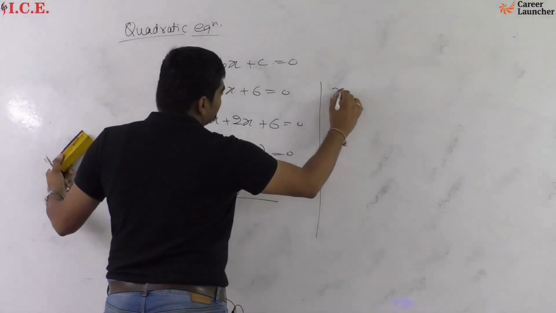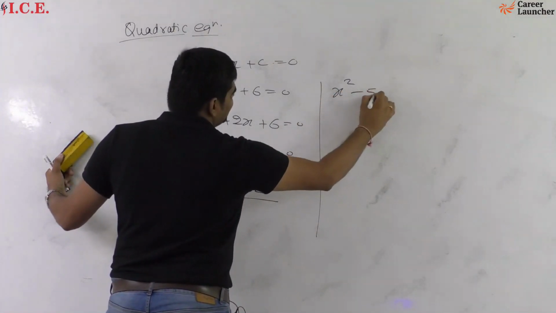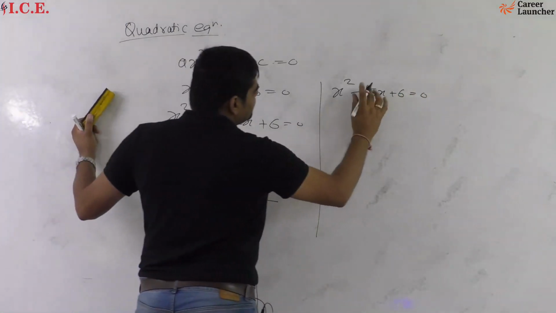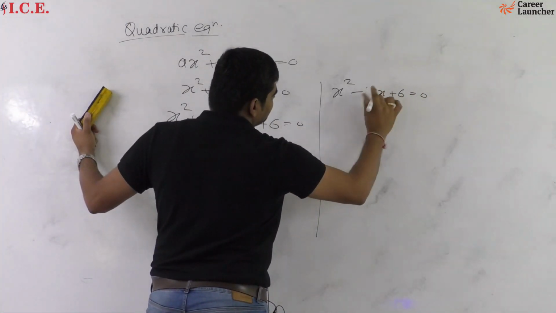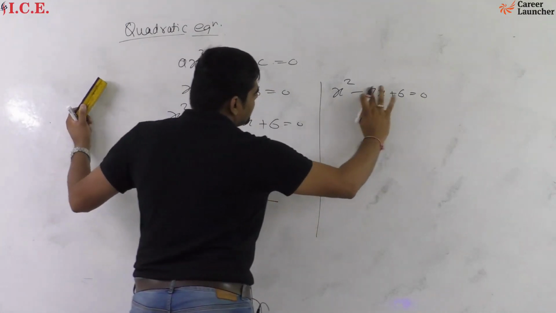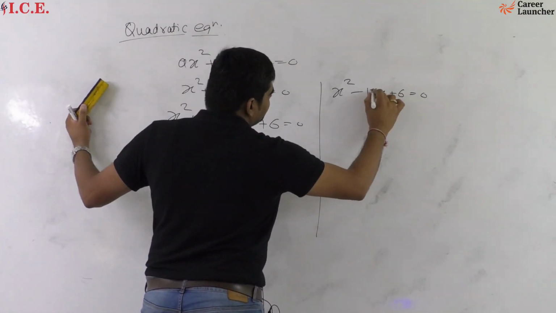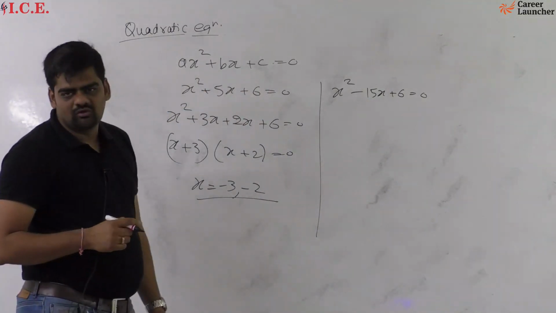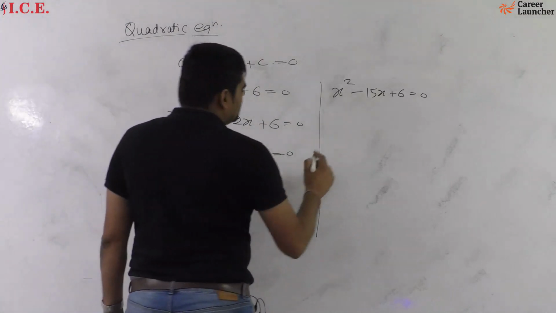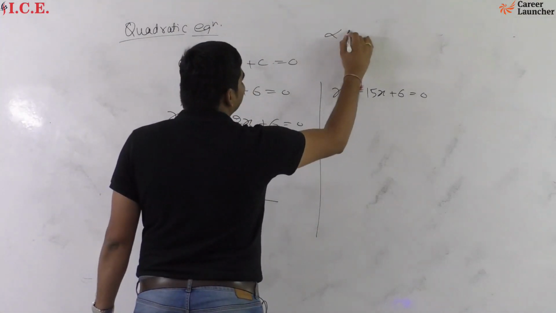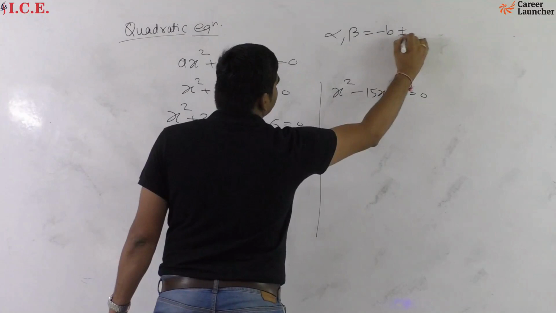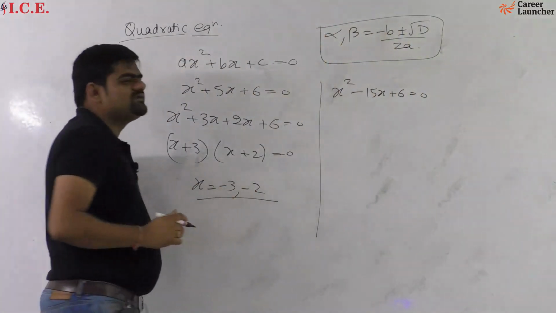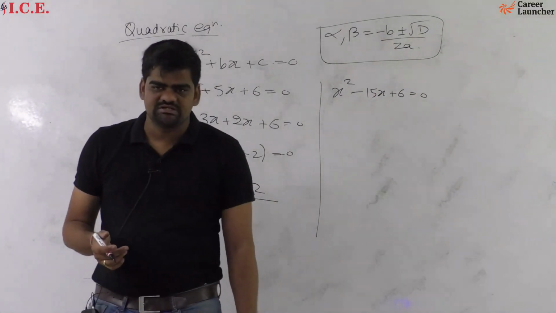Let's say if it is not splittable, let's say x square minus 5x plus 6 equal to 0. This can be done, and let's say with 7x, this again can be done. Let's say 15. Will you be able to do it? 5 and 3, no. So now you know the roots, alpha and beta. If you have studied it, x equals minus b plus minus root d by 2a. This is called the discriminant method of solving the question.